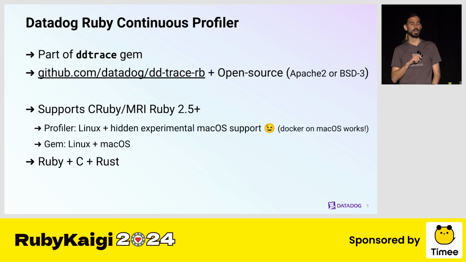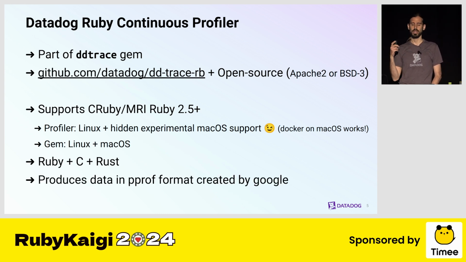The gem itself is built in a combination of Ruby plus C plus Rust, so that's pretty interesting. It produces data in this pprof format, which is a standard format used by a bunch of profilers, so there's a lot of tools to use this data, even beyond Datadog.